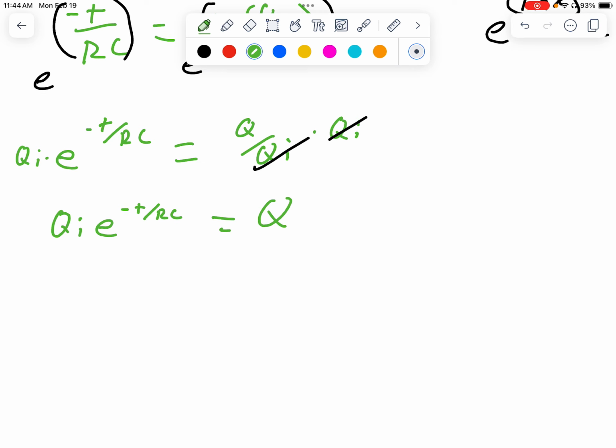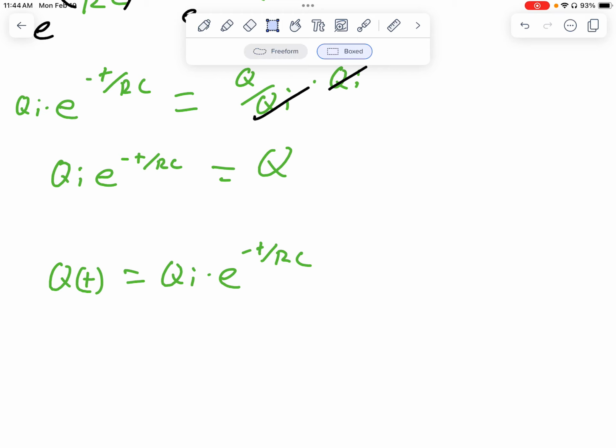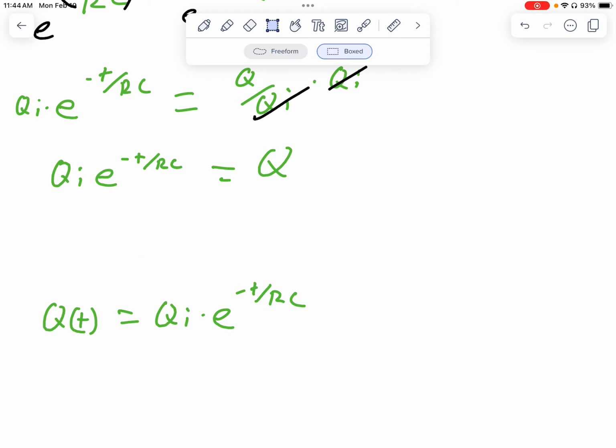What I'm really looking at now is a function that tells me how the charge varies with respect to time. You'll see this written as the charge function with respect to time, Q of t, is equal to Q initial times e to the negative t over RC. And this right here is the equation that describes discharging a capacitor.